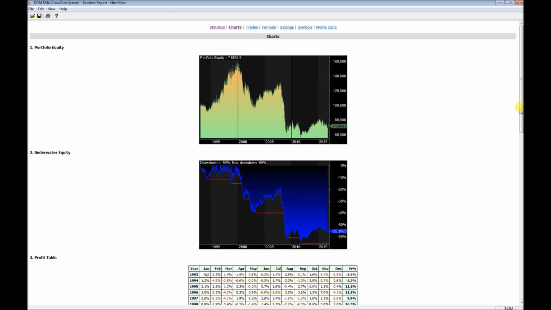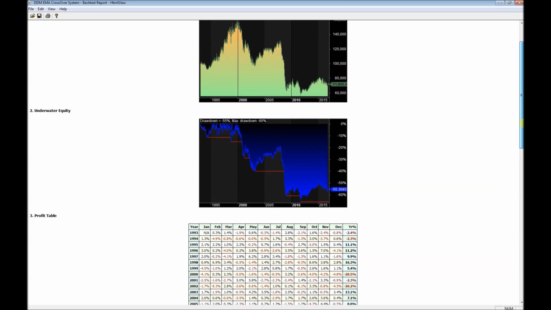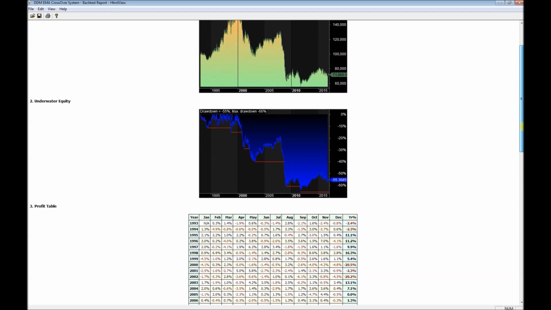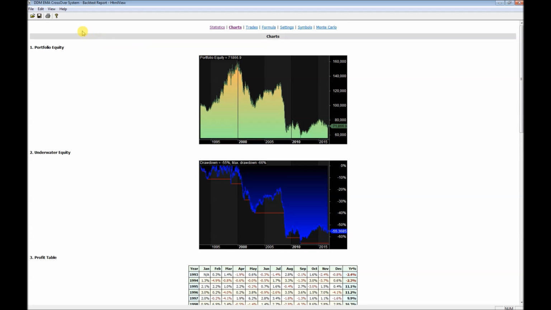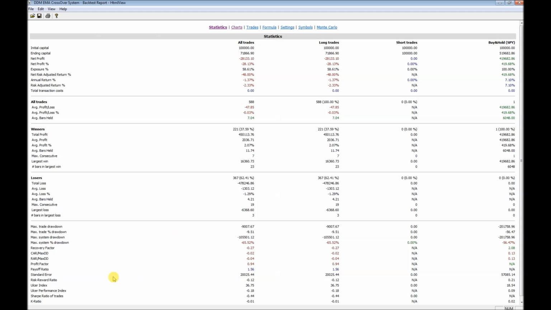So some of the key things to be aware of, if you don't have enough data or enough experience looking at these things, is the maximum drawdown that this system encountered at one point in time was 60%. So that would have been a 60% drawdown of your account. Now, if I just go back, that'll show in the statistics over here where it says the maximum system percentage drawdown, 65%. So that's a pretty significant drawdown.